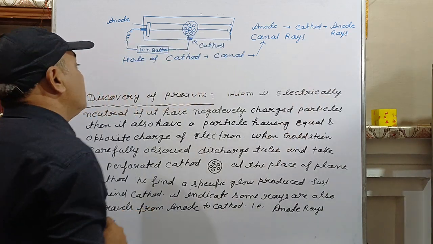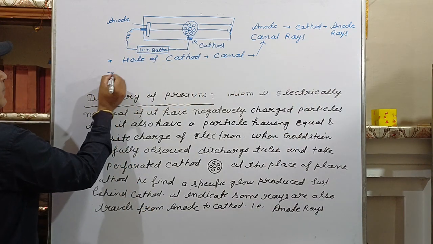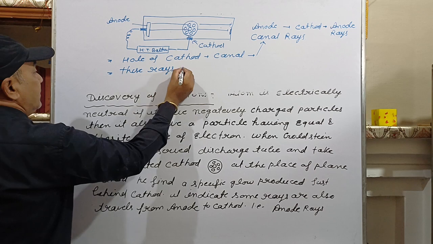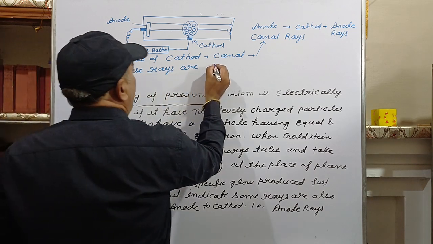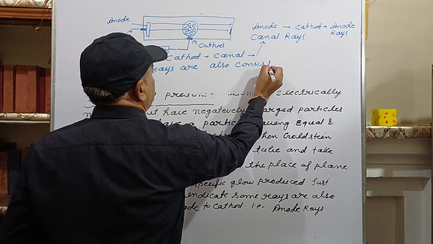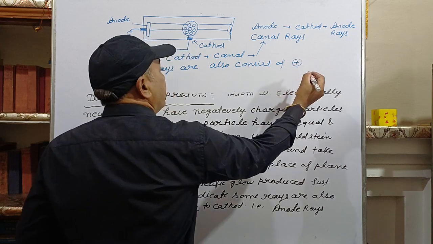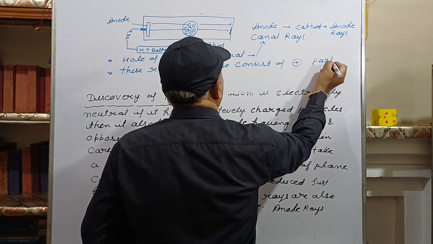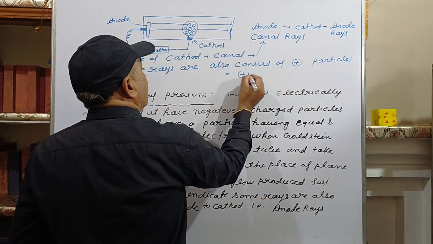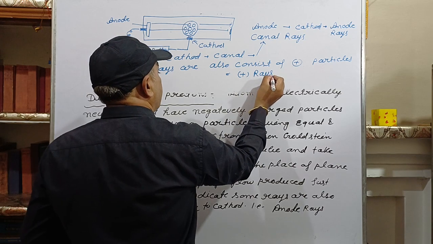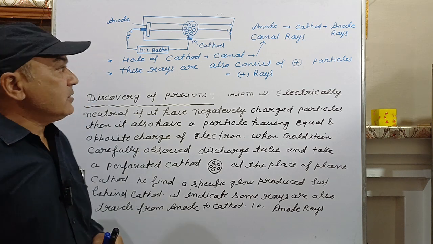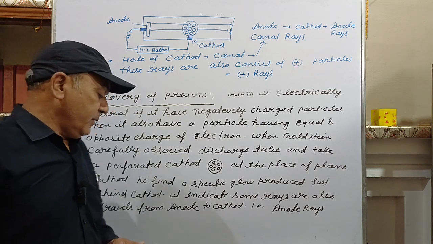These rays also consist of positive particles, so these rays are also called positive rays. Now, what are the properties of anode rays or canal rays or positive rays?